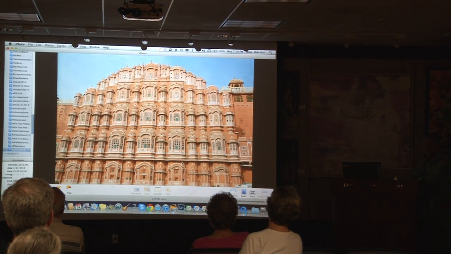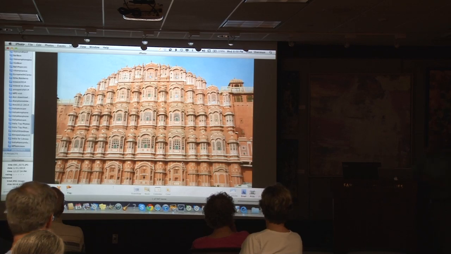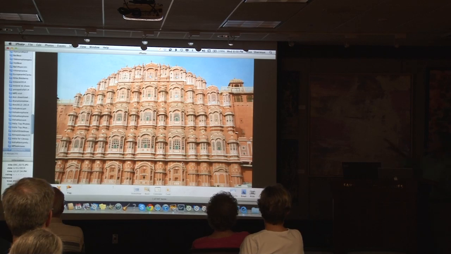And maybe you've seen this if you've seen the Marigold Hotel movies. This is called the Hawa Mahal, or the Palace of the Winds. It's actually quite interesting because although it's five stories tall, it's only one room deep. And it really is just a facade. And it's also not terribly old, it was built in the 1800s.